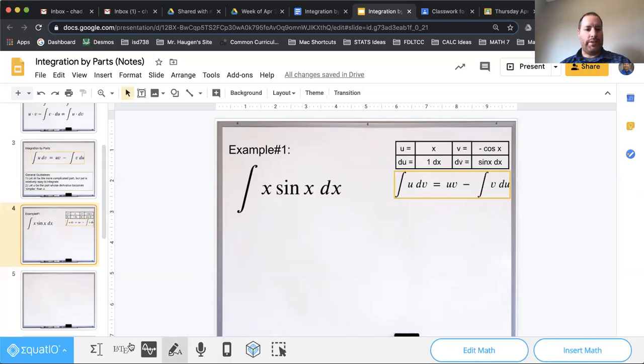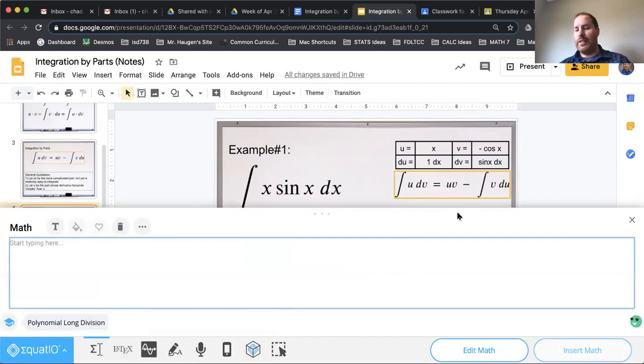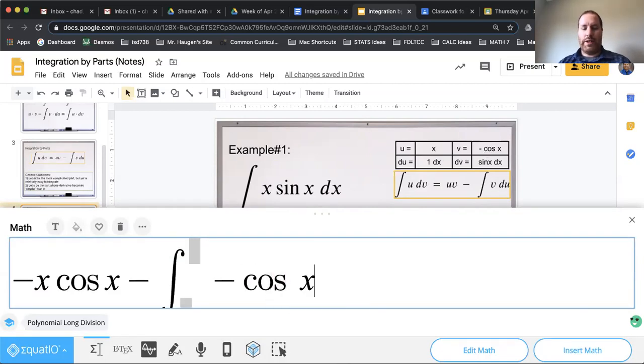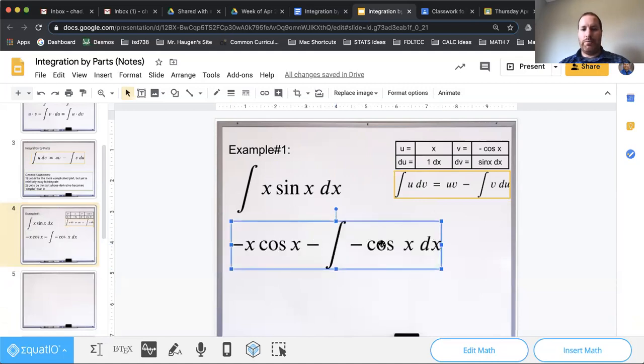So now we need to replace these pieces in here. I need u times v, so that's negative x cosine of x. That's what u times v is, right here. And then we subtract the integral of v, which is negative cosine of x, times du, which is 1, so multiplying by 1 doesn't do anything, and then it's 1 dx, so I put that there. That is our replacement. This thing is now equal to all of this stuff.